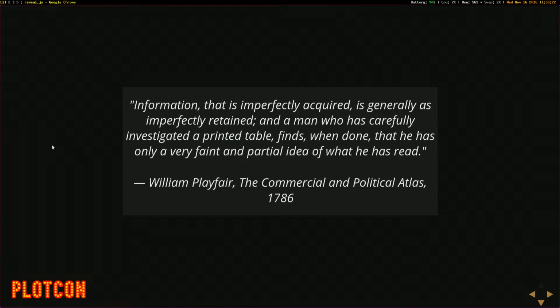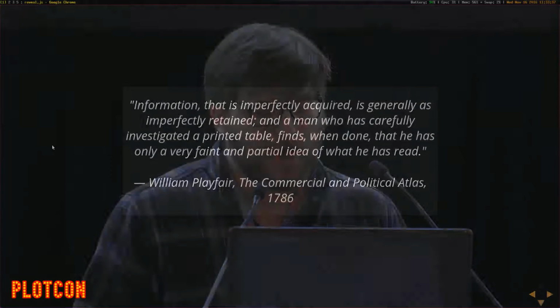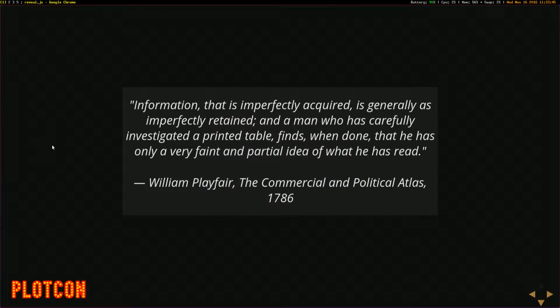This is a quote from William Playfair from the Commercial and Political Atlas, which was published in 1786. This is the book that's widely credited as being one of the first examples of various kinds of charts, including bar charts and line charts for econometric data. Playfair says, "Information that is imperfectly acquired is generally as imperfectly retained. And a man who has carefully investigated a printed table finds, when done, that he has only a faint and very partial idea of what he has read."